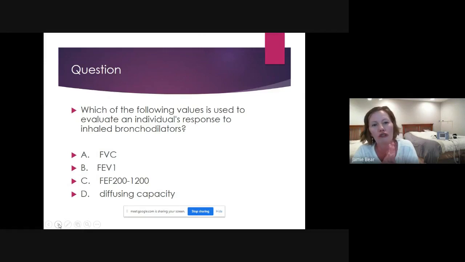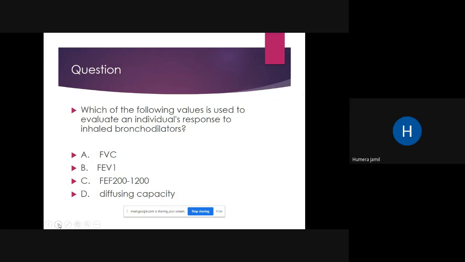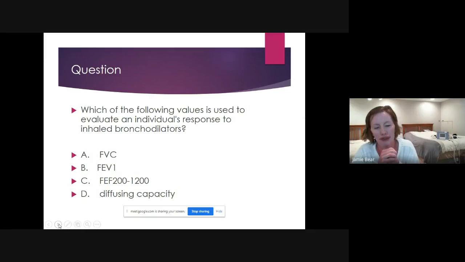Question. Which of the following values is used to evaluate an individual's response to inhaled bronchodilators? FEV1. FEV1, absolutely. We need a 12% response in FEV1. Very good.